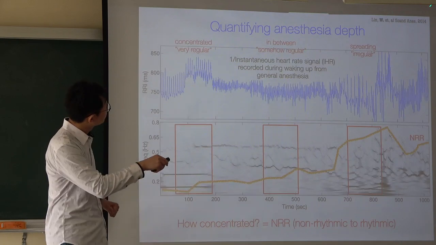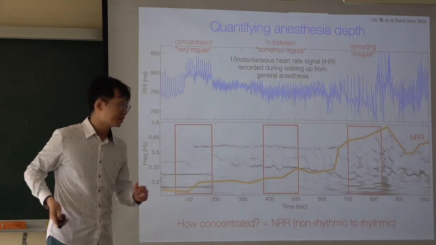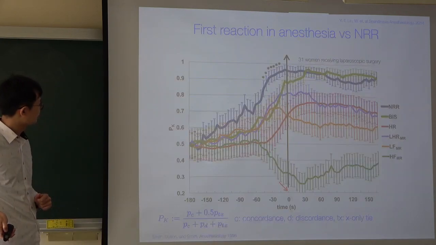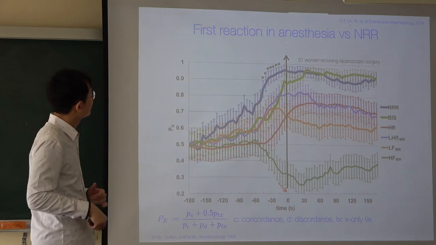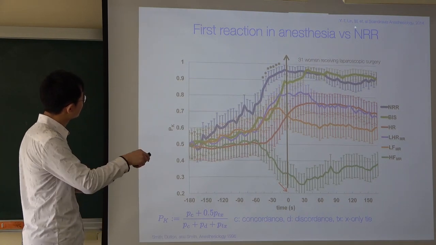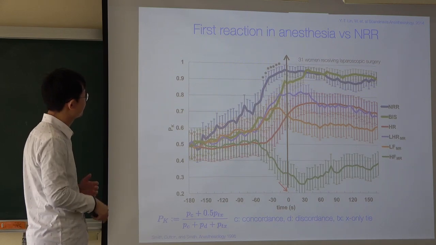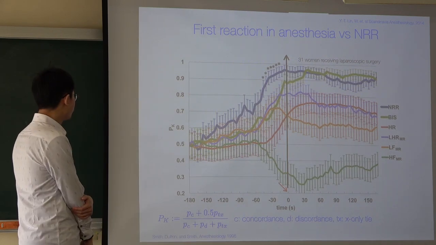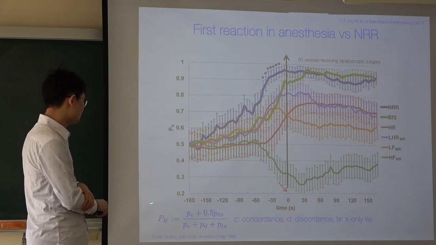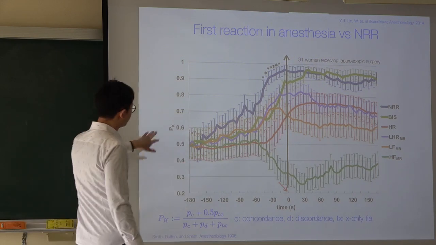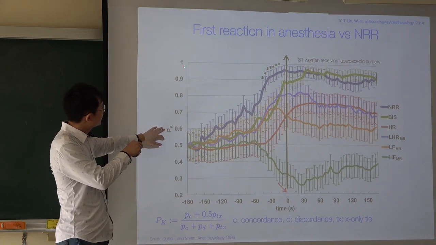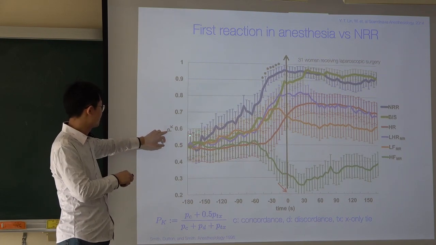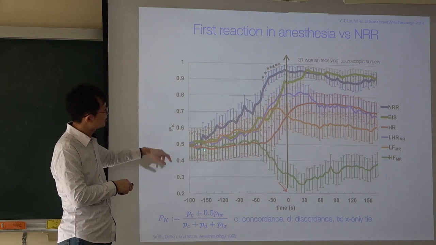For details, you can go through the paper and see how the index is defined. And this is the clinical result for using this NRR, which helps us to better predict the first reaction. And this PK value definition is below, but you don't need to worry about it. You can just imagine that if it is close to 1, it is a very good predictor. If it is 0.5, then it's just a random guess.